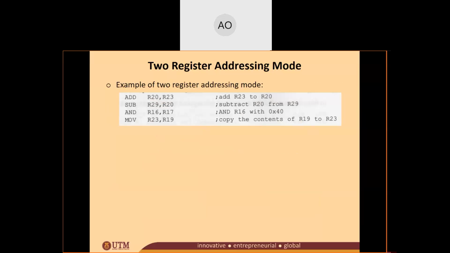So this is an example of two register addressing mode, ADD R20, R23. You see here, it involves two registers. SUB R29, R20, this is another two register addressing mode. AND R16, R17, this is another two register addressing mode. So every time you see an instruction that involves two registers, that one belongs to the two register addressing mode.